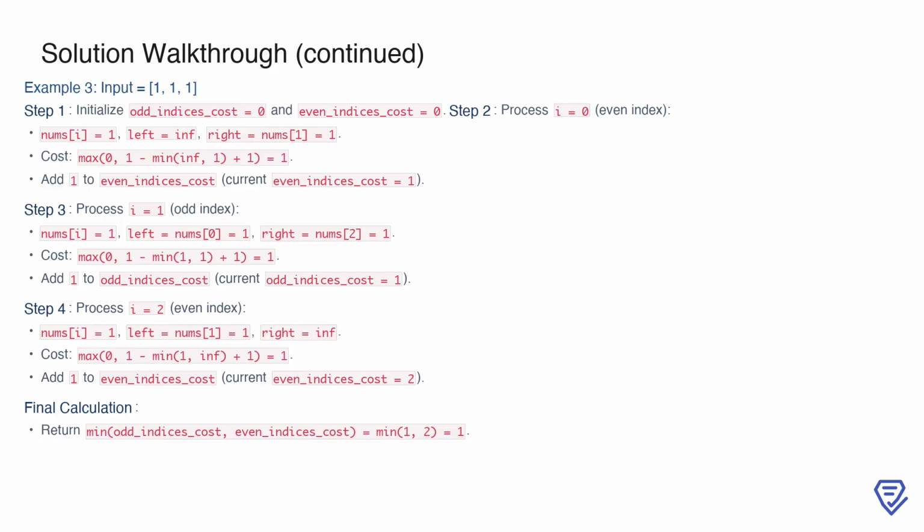Finally, for index 2, which is an even index, nums[2] equals 1. The left neighbor is nums[1] equals 1, and without a right neighbor, right is set to infinity. The cost is max(0, 1 - min(1, inf) + 1), which equals 1. Adding this to even_indices_cost brings it to 2. The result for this example is the smaller of odd_indices_cost and even_indices_cost, which is min(1, 2), and that equals 1.